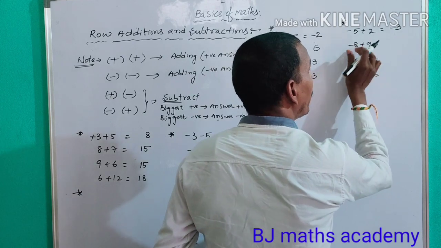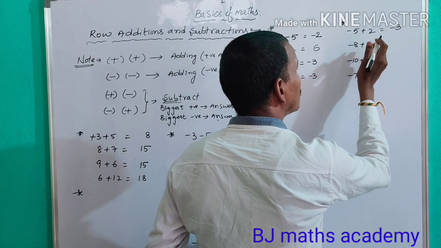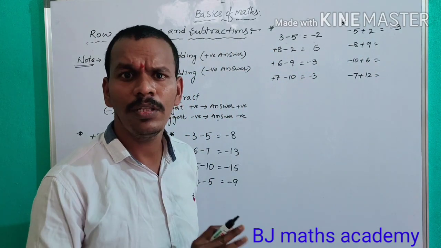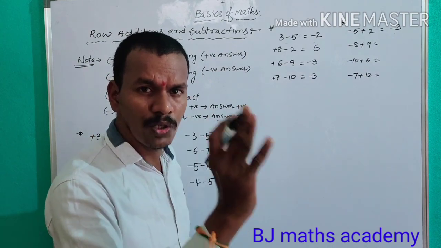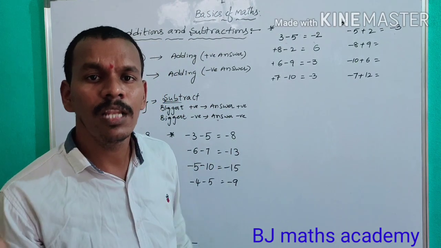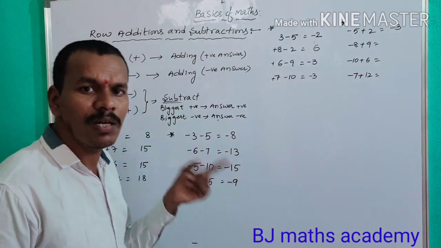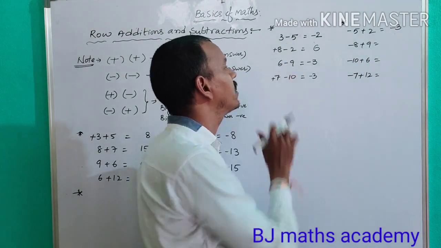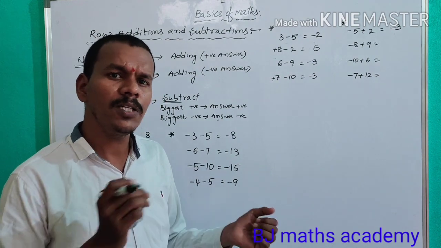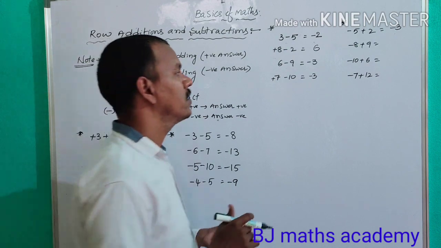And next, -8 + 9. Here one is negative, one is positive. Don't think of the plus in the middle, that there is a plus in the middle so we should add. Instead we observe the numbers: both are positive, both are negative, or one is positive and one is negative. If both are positive we add, if both are negative we add, and if one is positive and one is negative we subtract. That is what you can remember.